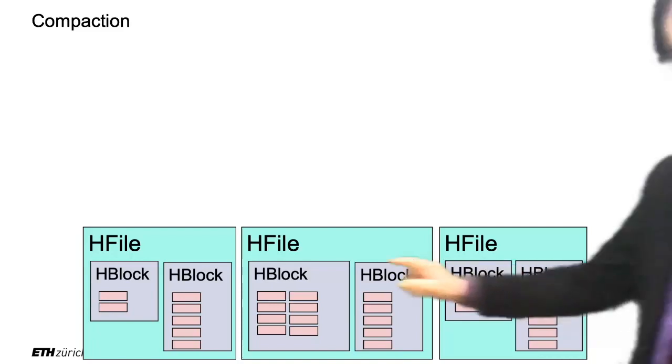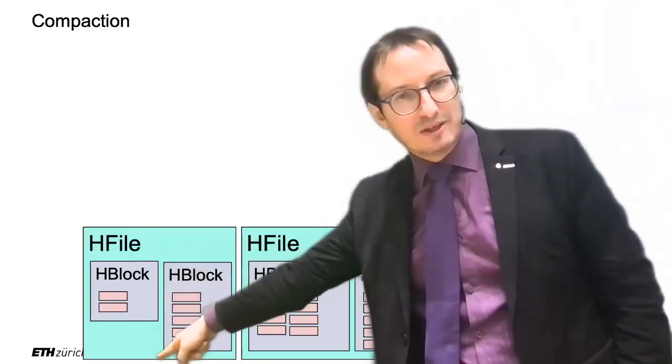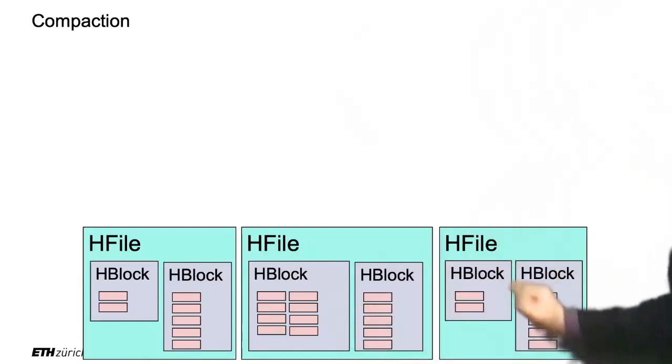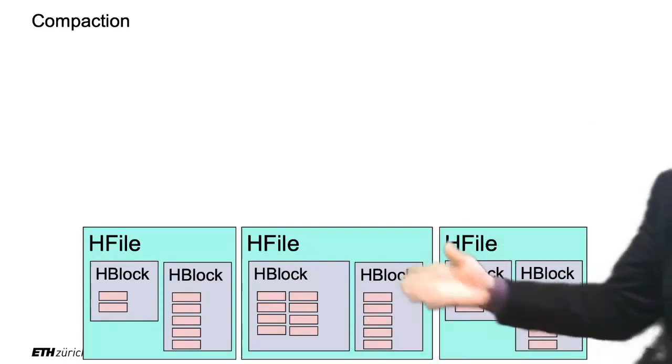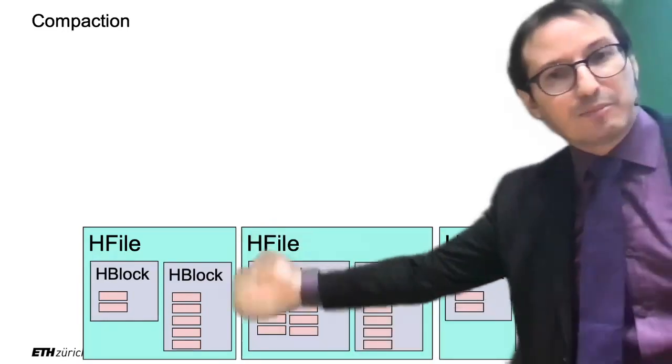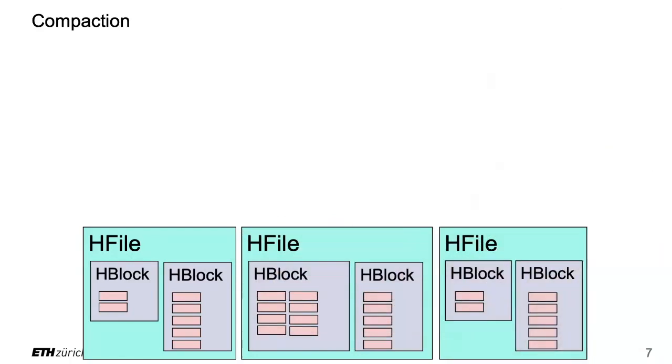you might remember that here it's already sorted. Here, it's already sorted, and it's already sorted here. So in fact, it's not like we are starting from scratch. We are in fact merging several sorted lists. And I consider that the number of HFiles is a constant, right? So in order to merge them, I need linear time.